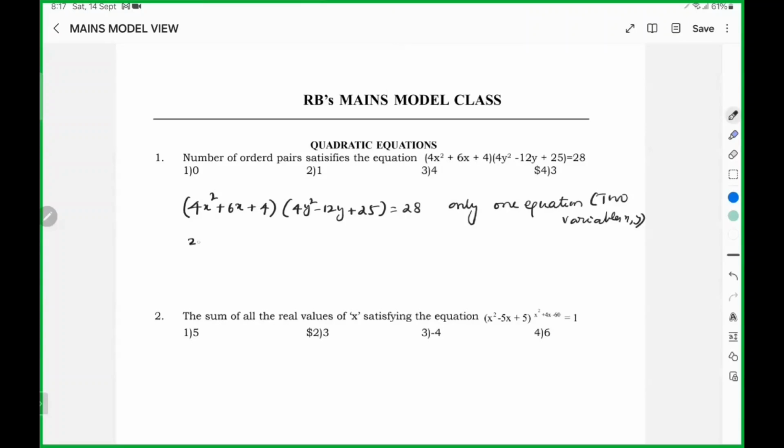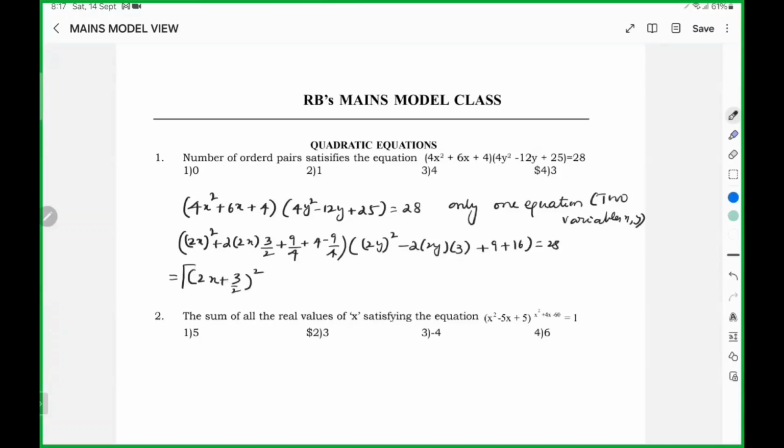This I can write 2 times 2x into 3 by 2. I added and subtracted. Similarly, the second expression, 9 plus 16, which is 28. This I can write 2x plus 3 by 2 whole square plus 7 by 4. Here it is 2y minus 3 whole square plus 4 square, which is 28.